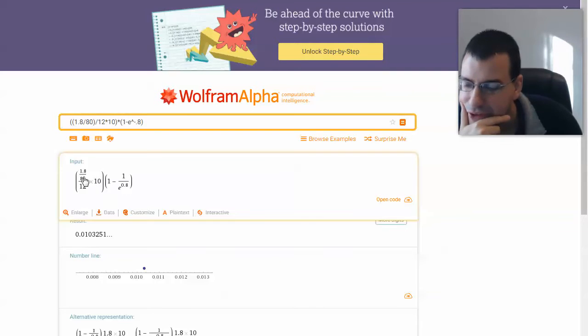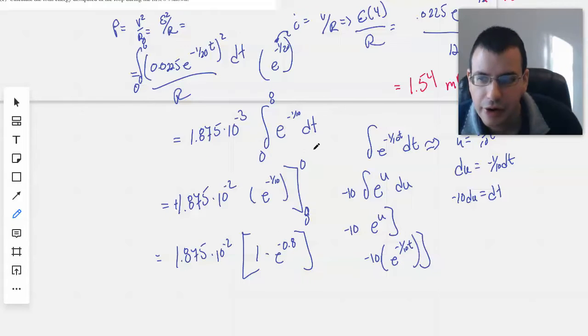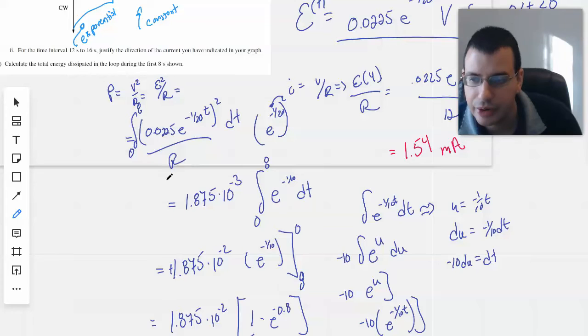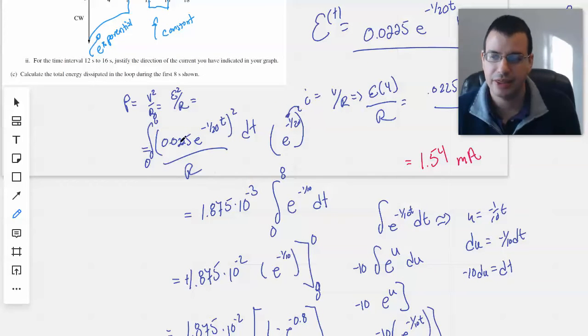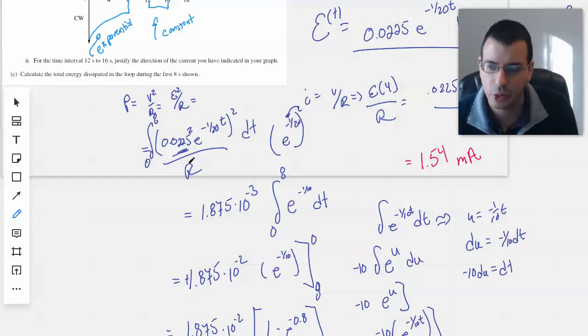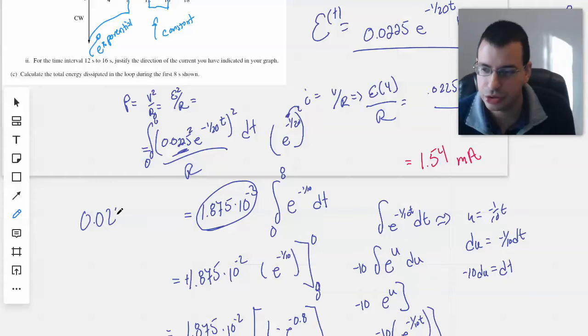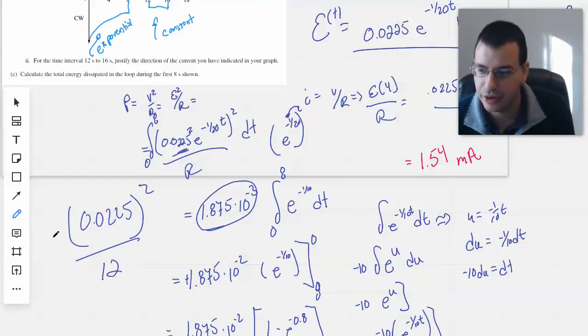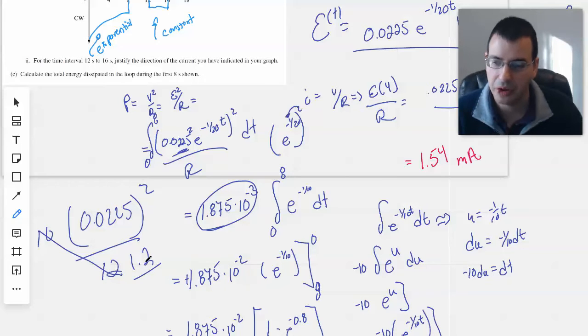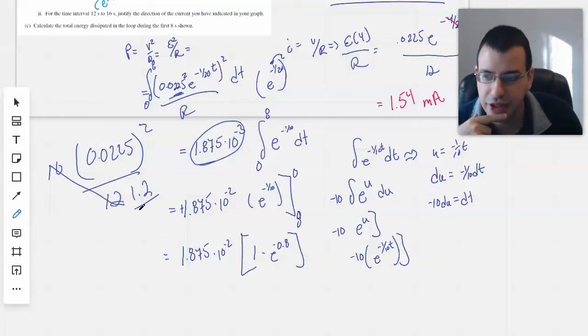I think there should be something squared in there. Let's go back over. So I think, yeah, maybe I forgot to square that. So I'm just going to redo this constant again. So this constant is 0.0225 squared over 12 times 10. So this would be 1.2. And then the negative switched the image. Yeah, let's try that. 0.0225.